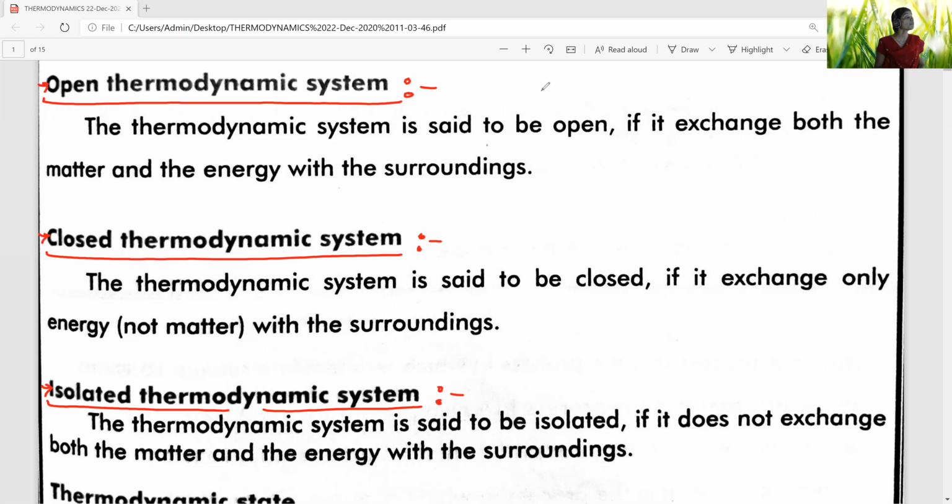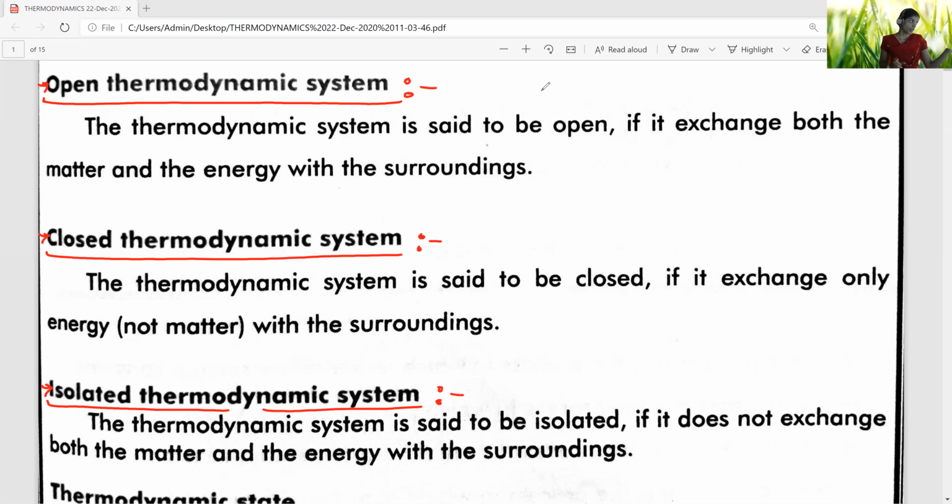Next, we come across the isolated thermodynamic system. A thermodynamic system is said to be isolated if it does not exchange either matter or energy with the surroundings. If it exchanges neither, it is called an isolated system.